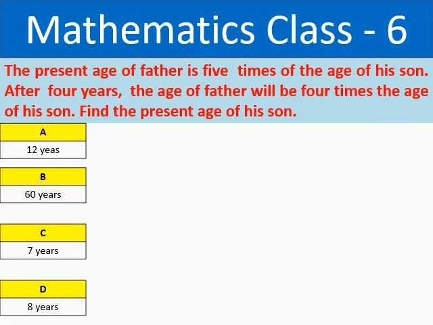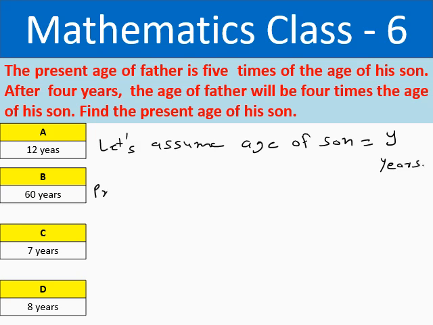The present age of father is 5 times of the age of his son. After 4 years, the age of father will be 4 times the age of his son. Find the present age of his son. So here, let us assume age of son is equal to y years.